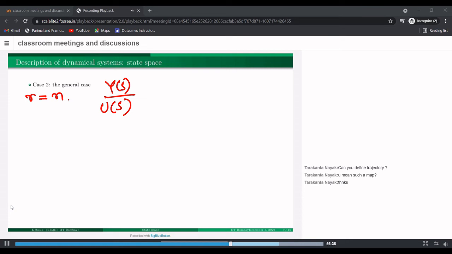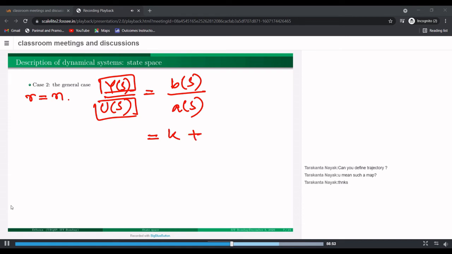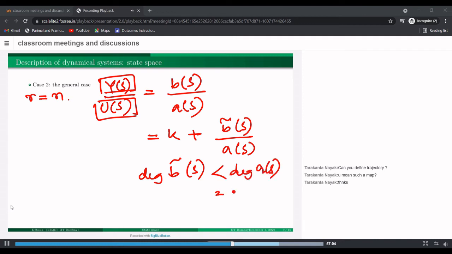Now in this situation, if r and n are equal, that means the degree of this polynomial and the degree of this polynomial, these were the polynomials, right, B(s) by A(s), are the same. Then in fact this can be written as some constant k plus B tilde(s) by A(s), where now the degree of B tilde(s) is strictly less than the degree of A(s), which happens to be n. So for this part, I can write the state space representation, but this will not be my output. Output will be the actual output.